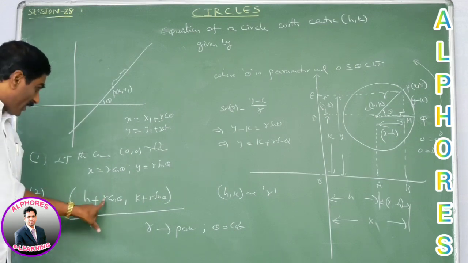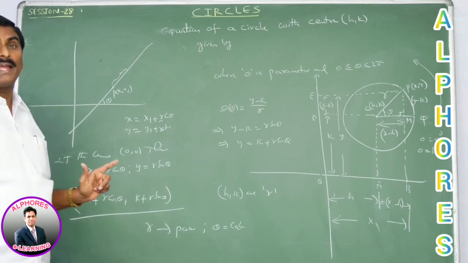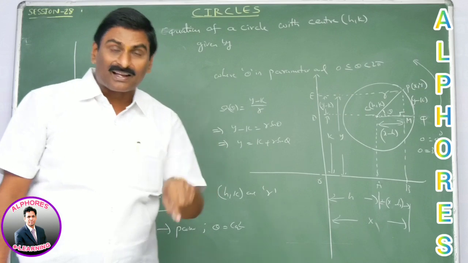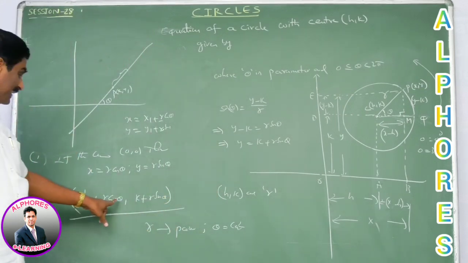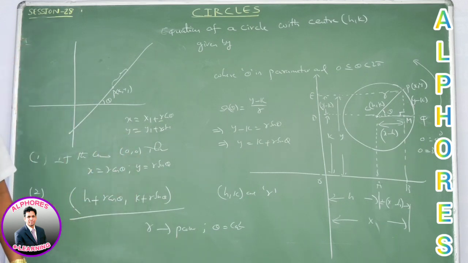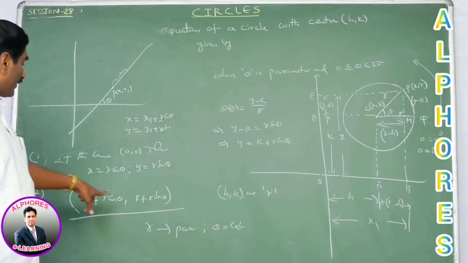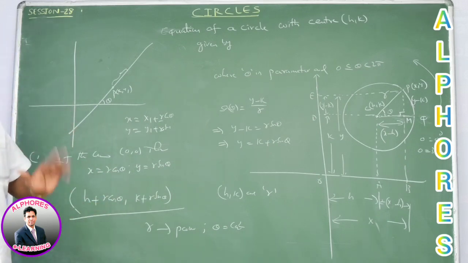In this case, if r is variable and theta is constant, then this point represents the locus of the straight line. That means this point lies on the straight line whose angle of inclination is theta, and (h, k) is one of the fixed points on the line. Okay, please note this point. If r is the variable, then this point lies on the straight line. If theta is the variable, then this point lies on the circle. Please observe the difference between the 2 points.